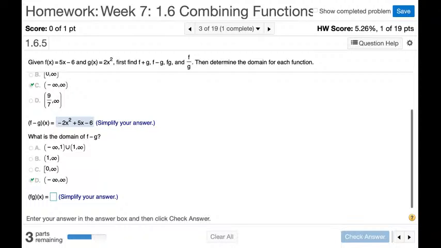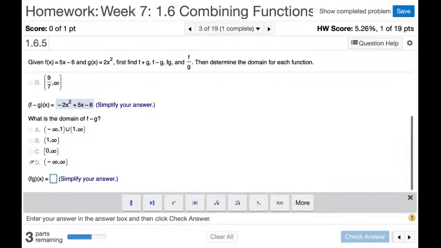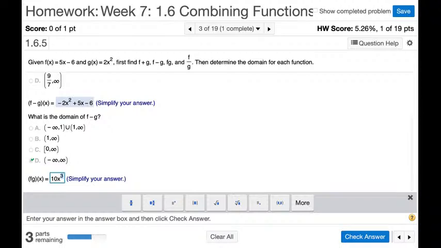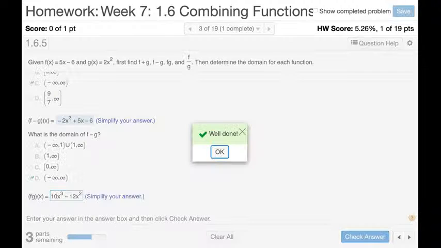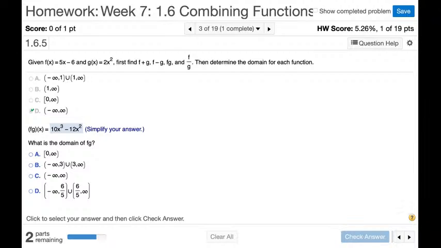Multiply these together. If we multiply, let me see, 2 times 5 is going to be 10x to the third. Looks like minus 12x squared. Same argument, so I'm going to go C there.